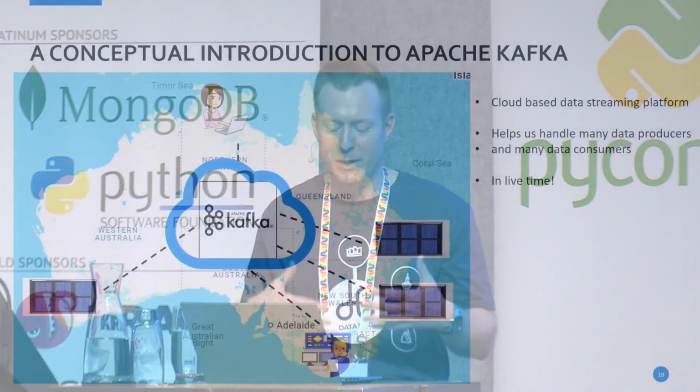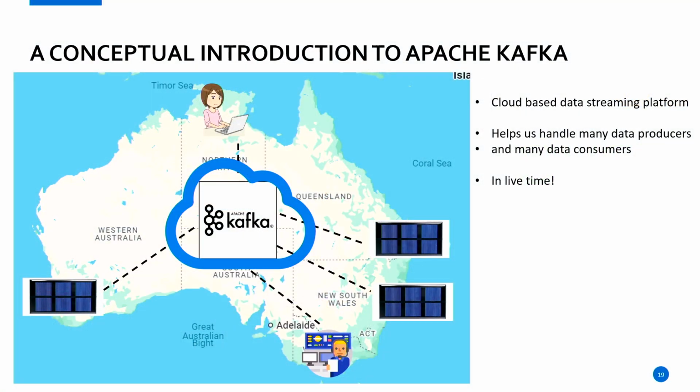Okay, now we need to talk about Apache Kafka. So Apache Kafka is a cloud-based data streaming platform that's going to help us handle many data producers and many data consumers in live time. So there will be a little bit of latency over that Kafka platform, but essentially those downstream consumers should be able to use that data in nearly real time as that data is produced.